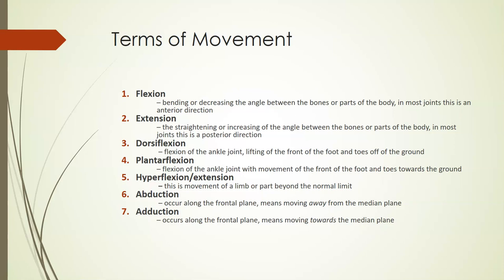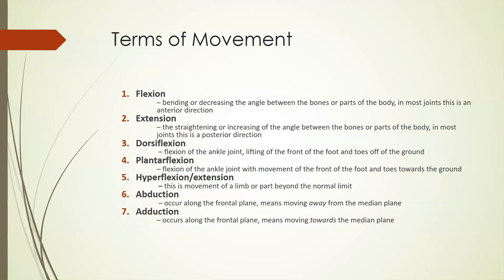Extension is the exact opposite, is the straightening or the increasing of the angle between the bones or parts of the body. And in most cases, this is in a posterior direction. So if we stay with the elbow, bringing the hand up to the shoulder was flexion. Taking the hand away from the shoulder and straightening the arm out is extension.